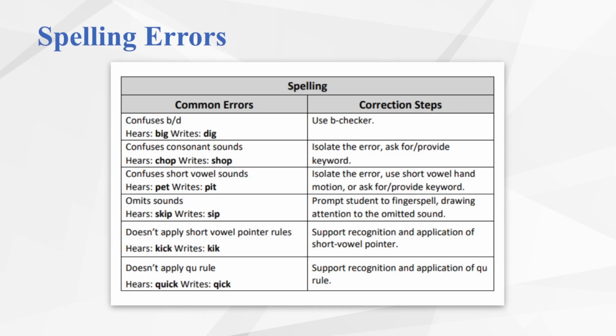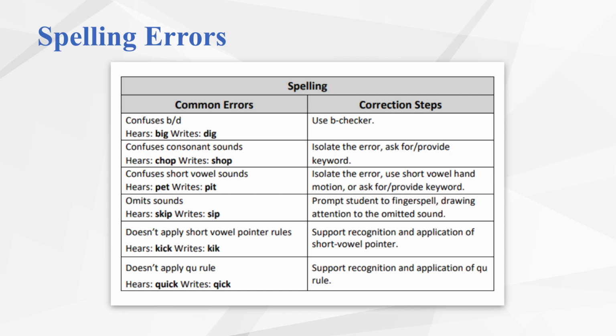Next, let's review some common spelling errors and the corrective steps to best support our students. Spelling errors are similar to reading errors in that we support students only until they make the correction on their own, using all the tools we have introduced and practiced. When correcting spelling, we still want to isolate the error. In spelling, we isolate by fingerspelling or tapping out the word, and stop on our hand where the error occurred, to help students recognize where the error happened.